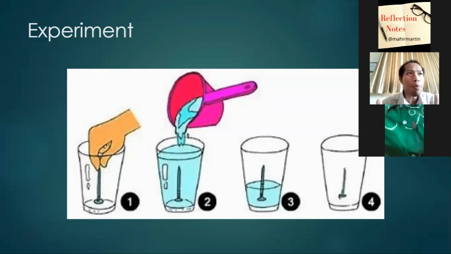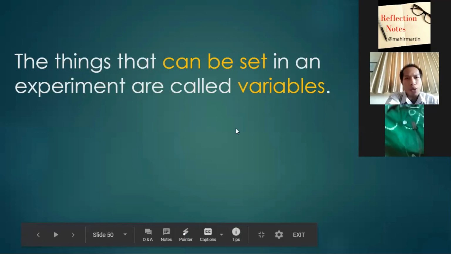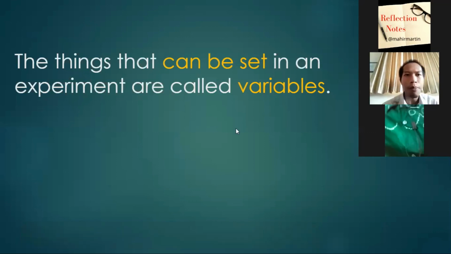So when doing an experiment, there are some things that you have to know and follow. What are those things? Let's see. When doing the experiment, you have to be familiar with the name of variables. You have to know them in detail. What are variables? You are going to play with the variables in the experiment. A variable is a thing that can be set in an experiment. So everything that you set in the experiment is called a variable.